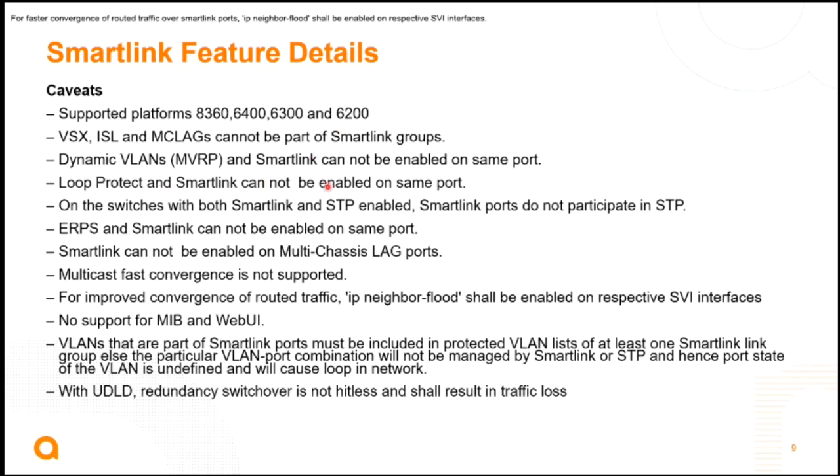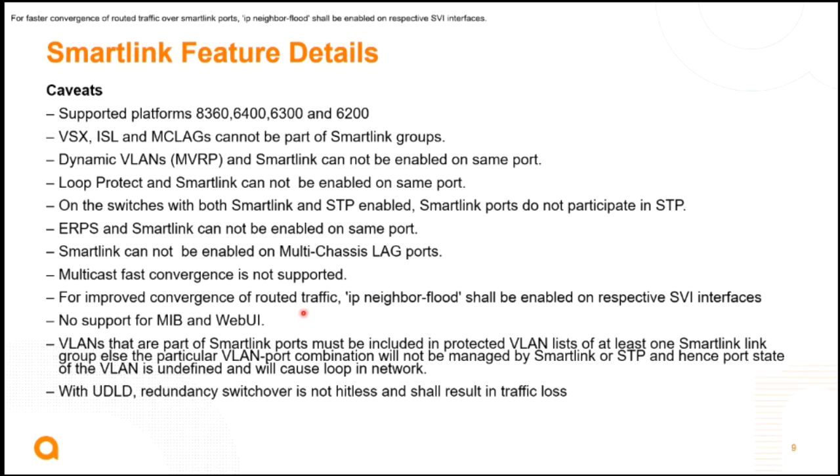Loop Protect, for instance, can't be on the same Smartlink group, but can be on the switch. On both switches, Smartlink and spanning tree can be enabled, but Smartlink ports will not participate in spanning tree, okay? Think the same as ERPS: ERPS and Smartlink can't be on the same port, but can coexist. Smartlink can't be enabled on multi-chassis LAGs. That's a really important thing. You can't have a multi-chassis LAG and have Smartlink. Multicast fast convergence isn't supported, but maybe it will be in later releases, okay?